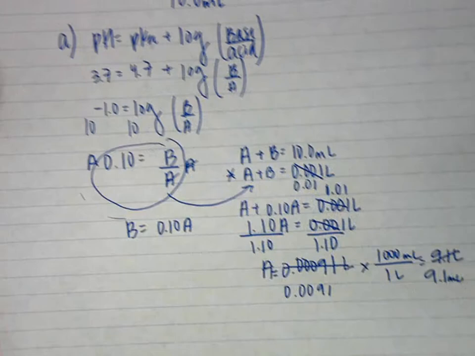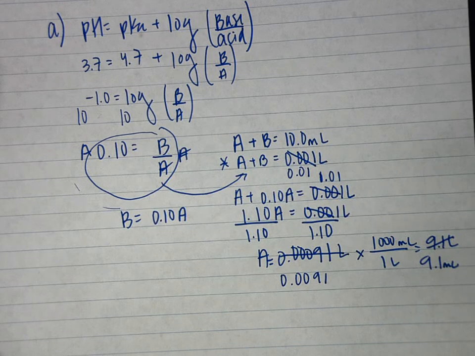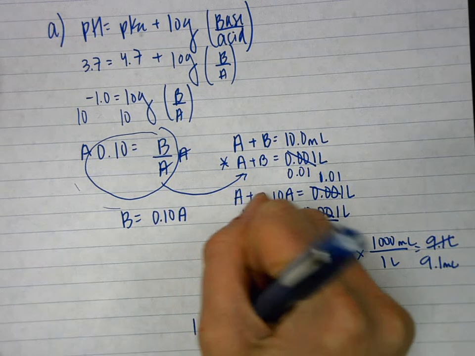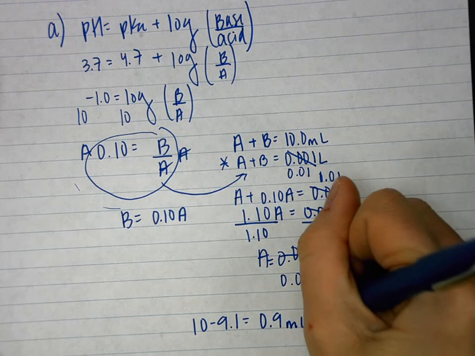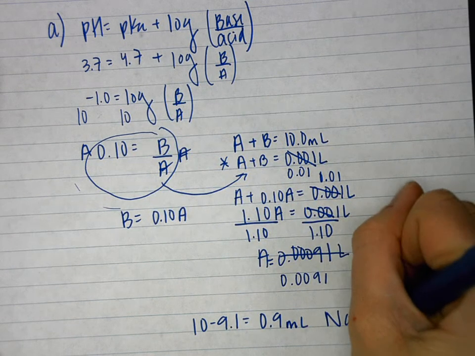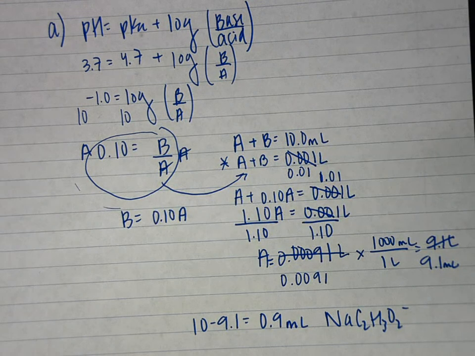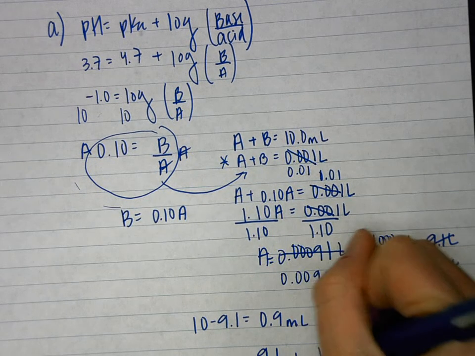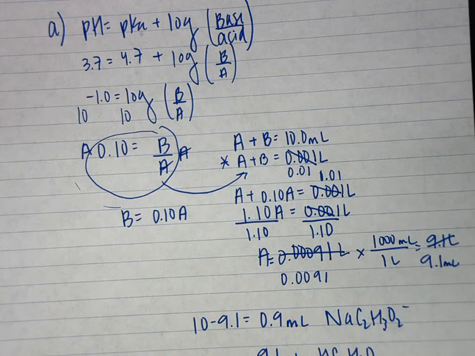Okay? And we know if our solution needs to add up to 10 mils, then 10 minus our 9.1 is going to give us 0.9 mils of our base, and our base was the sodium acetate, right? Because of that sodium acetate ion. So we need 0.9 mils of sodium acetate and 9.1 mils of our acetic acid. All right, so those are the steps you're going to follow to do B and C.